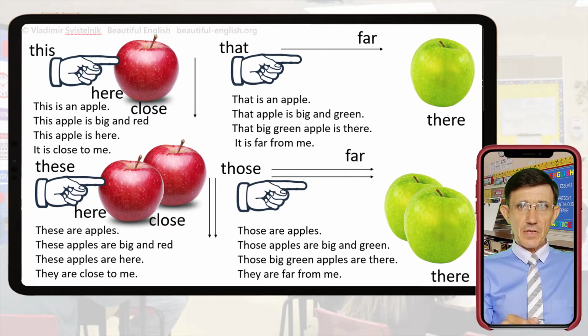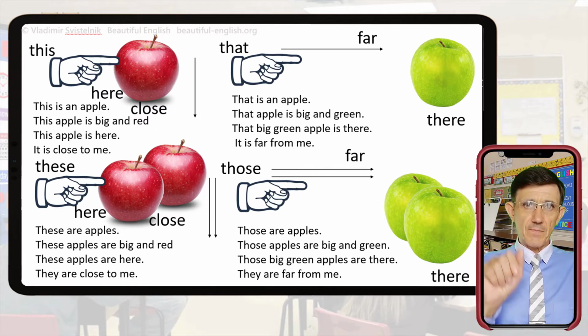If we are talking about many people or objects that are far from us, there, we use the pronoun those. Those are apples. Or we give additional information about those objects or people. Those apples are big and green. Those big green apples are there. They are far from me.